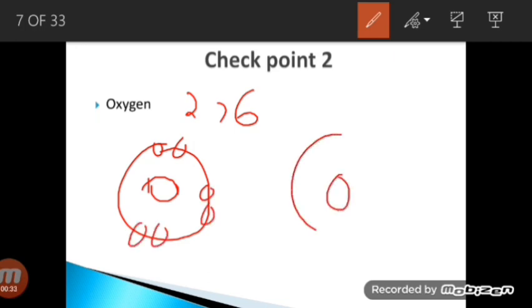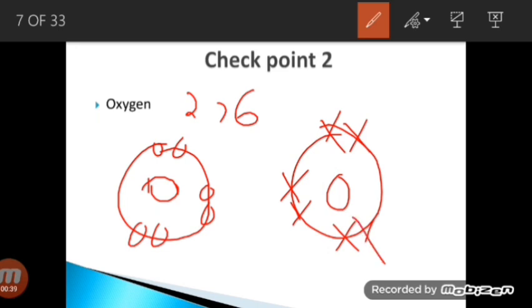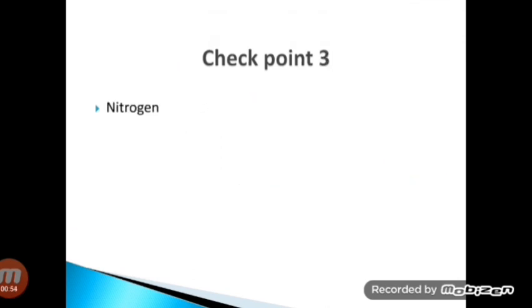So it will react with another oxygen atom and share 2 pairs of electrons. There is a sharing of 2 pairs of electrons between the 2 atoms. As a result we get a diatomic molecule of oxygen. Next is nitrogen.